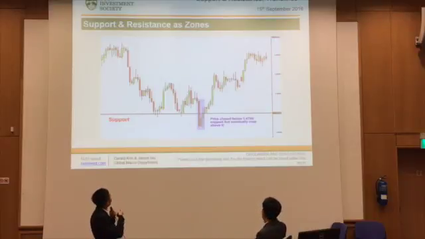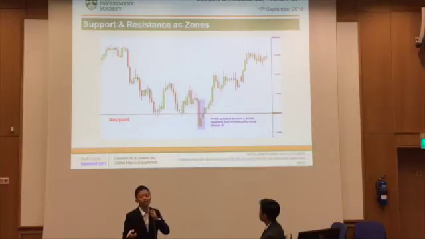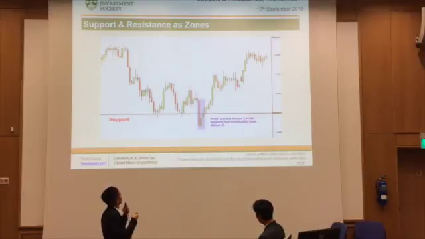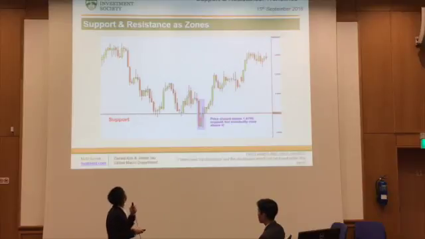But if you think of it as a zone, you allow more leeway. So when it breaches through the line, you know that this is a zone, and you won't close the trade so early. You allow more leeway for the price to go down. So in this case, the support line holds right here. Okay, so next one.